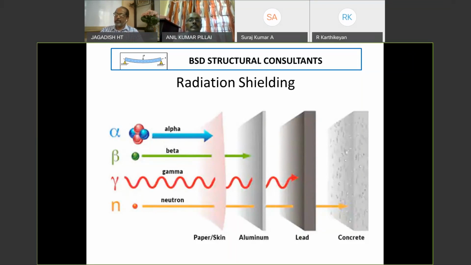We don't say radiation can be stopped. It cannot be stopped, first of all. Radiation is energy. It can only be attenuated. Attenuation means reducing the power of radiation, bringing it to a level which can be handled, so that even if it enters the human body, it should not harm the human body. So we should attenuate and bring it to such a low energy.